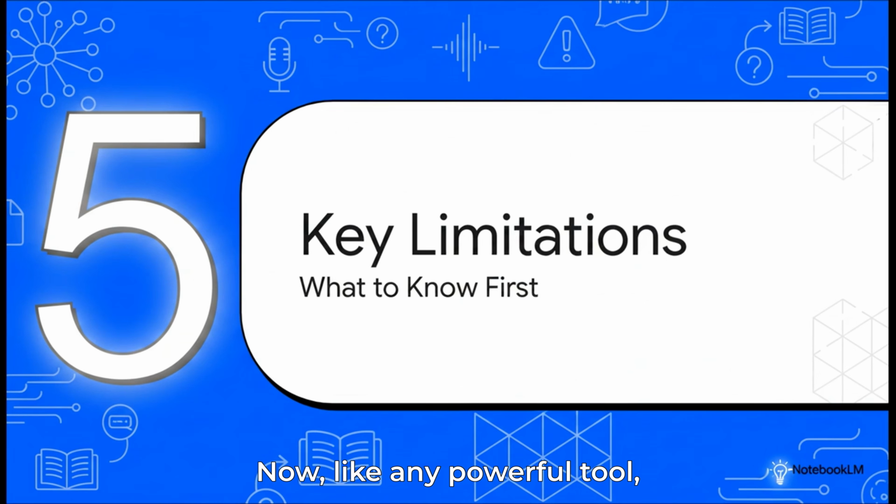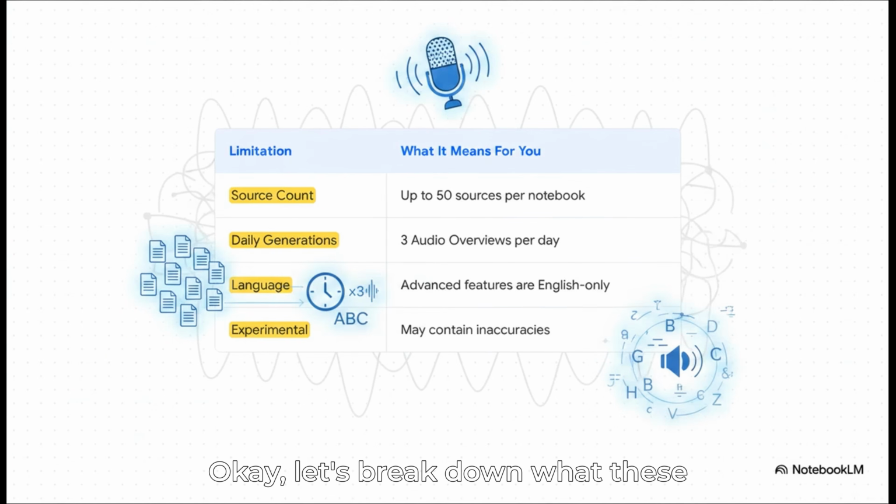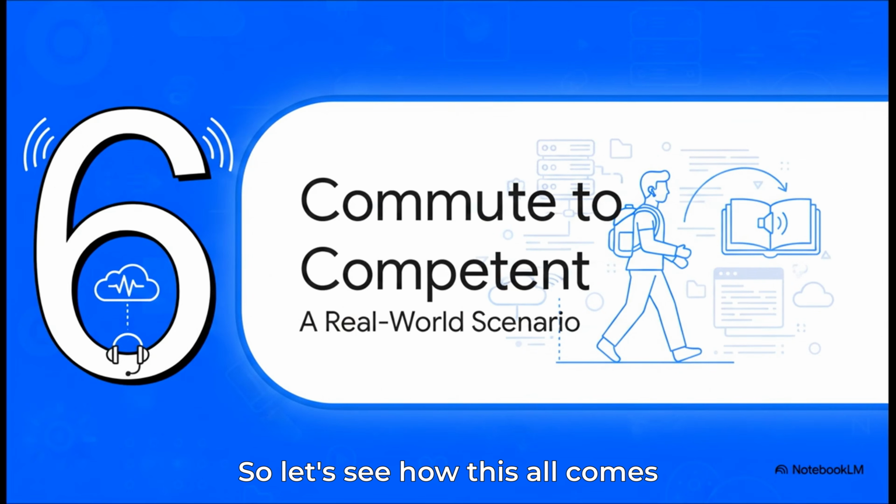Now, like any powerful tool, it's super important to be transparent about what it can and can't do, especially since this is still an experimental product. So let's cover the key limitations you should know about. Okay, let's break down what these limitations actually mean for you if you're using the free tier. You can have up to 50 sources in a notebook, which is actually pretty generous, but you are limited to generating 3 of these audio overviews per day. Also, for now, these advanced features are English only. And because it's experimental, you might run into some inaccuracies, so it's always a good idea to double-check any really critical information.